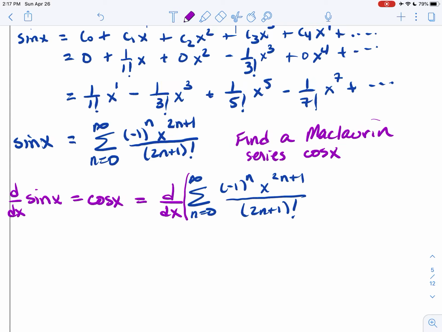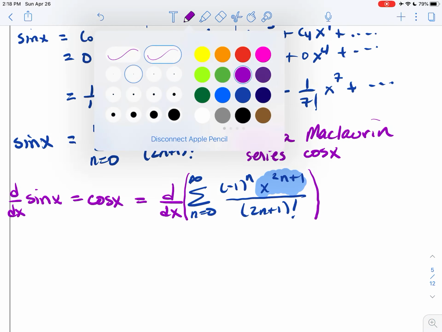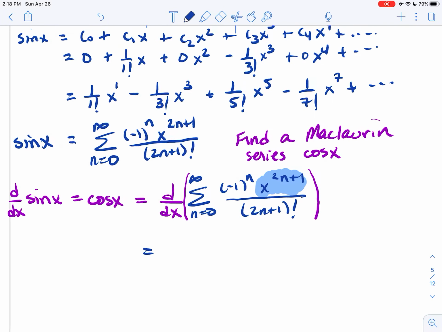And remember what we do here. In finding our derivative with respect to x of this, our (-1)^n is a constant, and (2n+1) factorial is a constant, and so we are really just taking the derivative of x^(2n+1) with respect to x. So this is going to be the infinite sum from n equals 0 to infinity of (-1)^n over (2n+1) factorial.